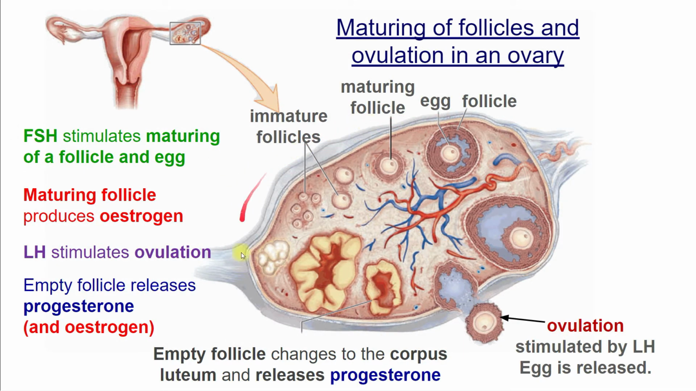And in this picture, here's the ovary. And let's focus first on these immature follicles. These follicles contain an egg, an immature egg. The follicle is like a case surrounding the egg. FSH hormone that is produced by the pituitary causes one of these immature follicles to start to grow and mature. So we can see the follicle and the egg maturing as we move around this picture.